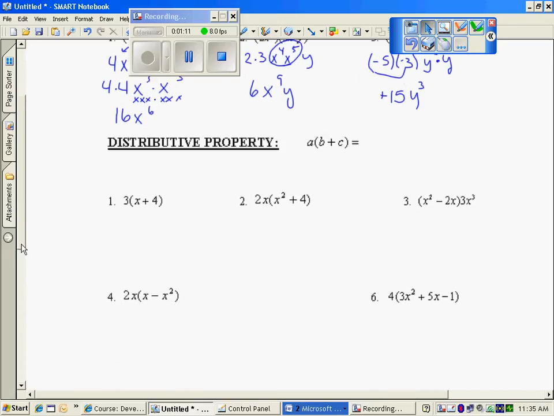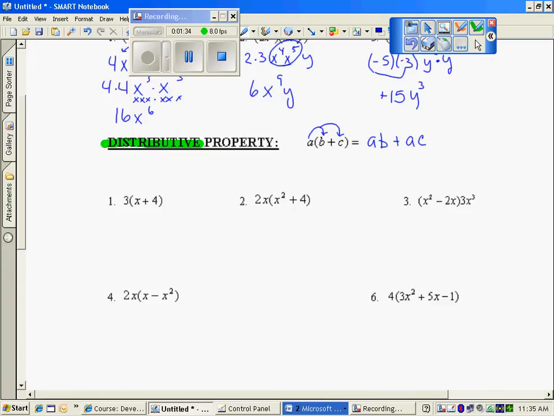The distributive property just means this: you distribute. So whenever you have a value on the outside, you're going to distribute to everything that is being multiplied by. So A is being multiplied by B, and A is being multiplied by C. So what does this look like without all these letters A, B, and C?